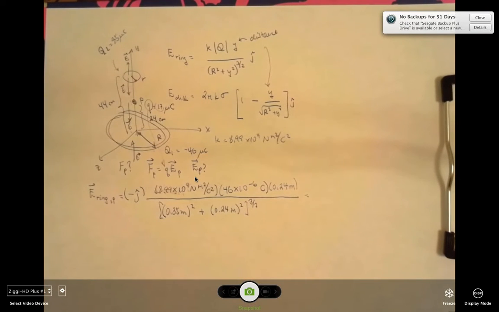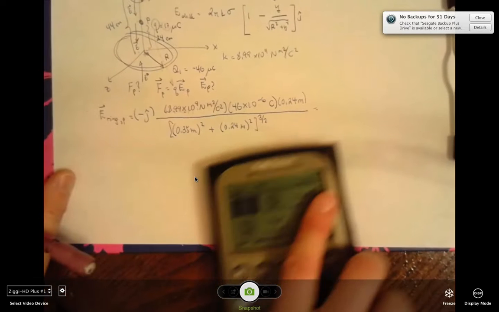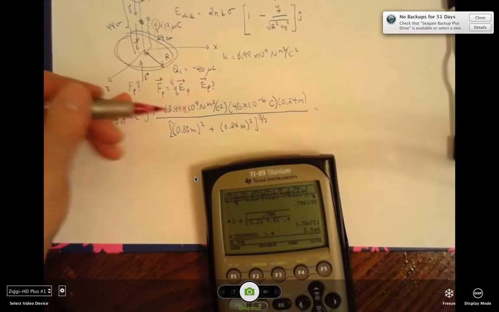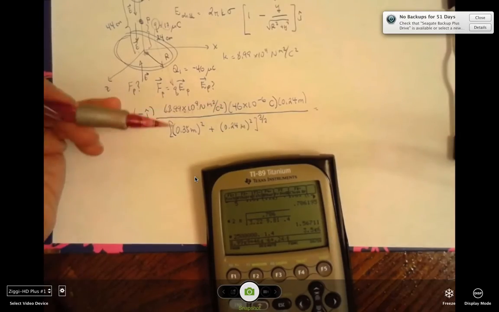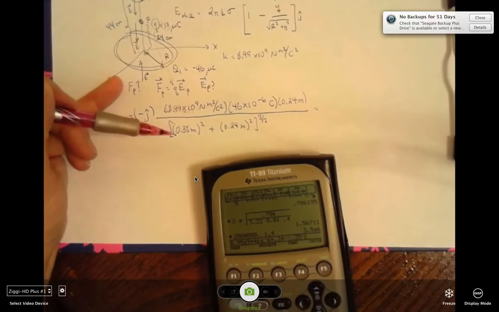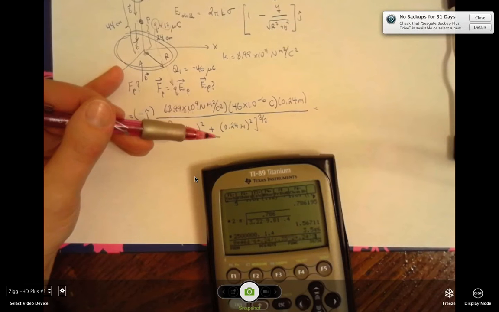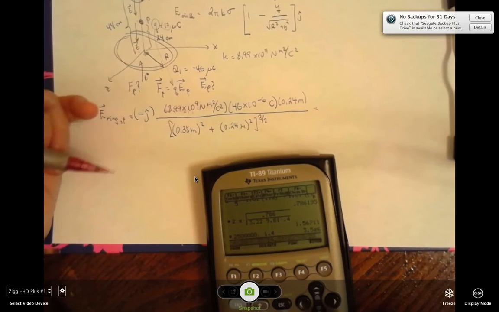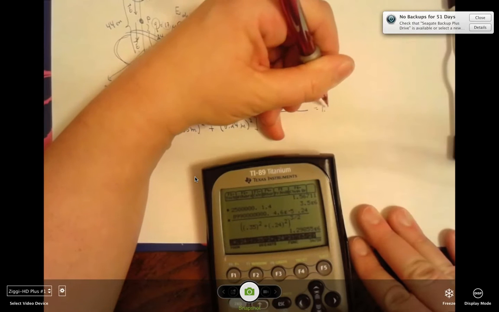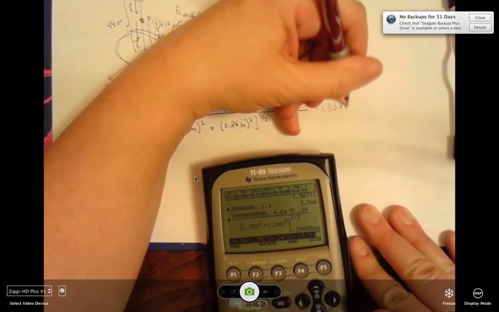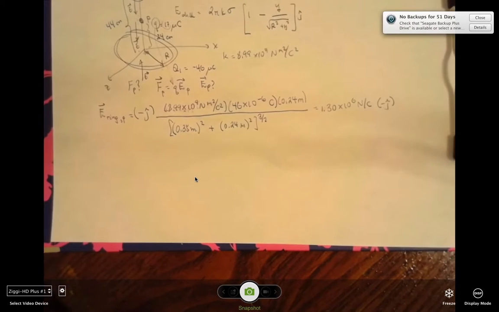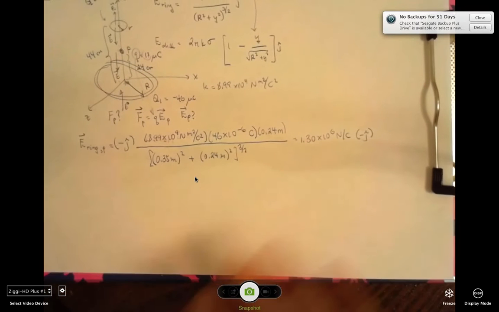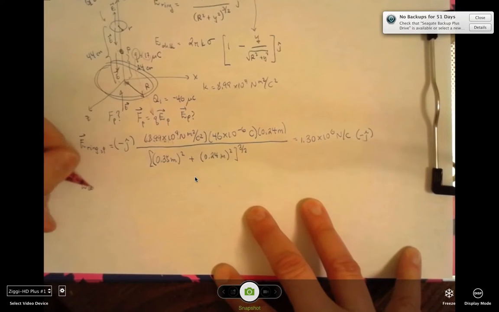So 8.99 e to the 9th times 46 e to the minus 6 times 0.24 divided by 0.35 squared plus 0.24 squared to the 3/2 power gives me 1.30 times 10 to the 6th newtons per coulomb in the minus J direction. All right, so that's the E field due to the ring. Now we want to find it due to the disk, and then we'll just add them together. Disk at the location P.